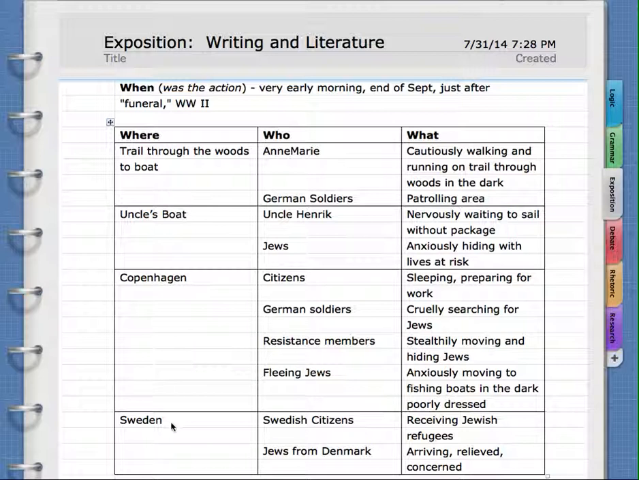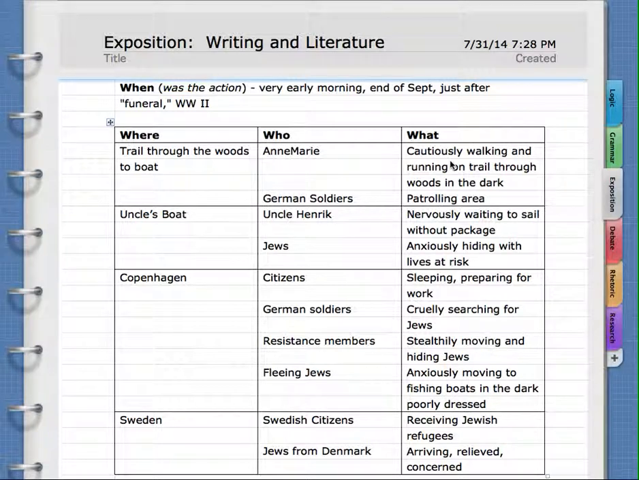And then beyond that, you have Sweden, or you could even possibly do where Anne Marie's father was. At each of those individual places, I looked at who was there and what they were doing. So Anne Marie was on the trail. She was cautiously walking and running on the trail through woods in the dark. And the German soldiers were in that area also, patrolling the area.